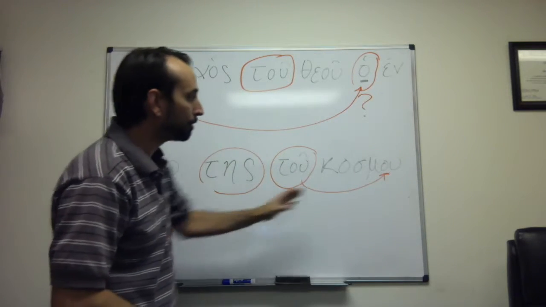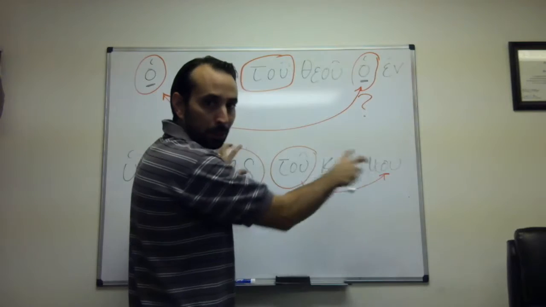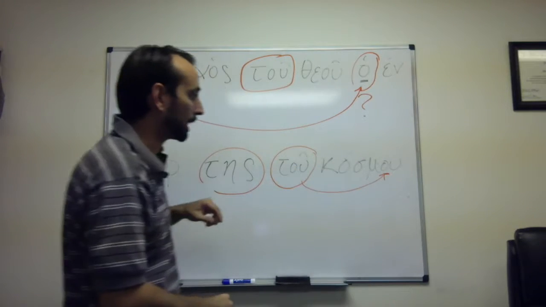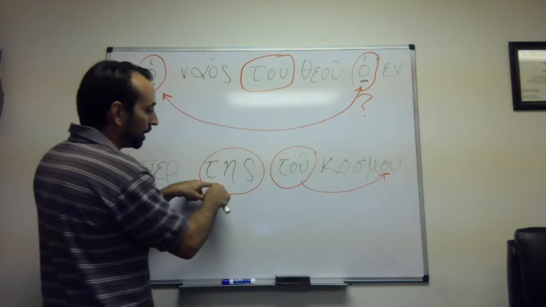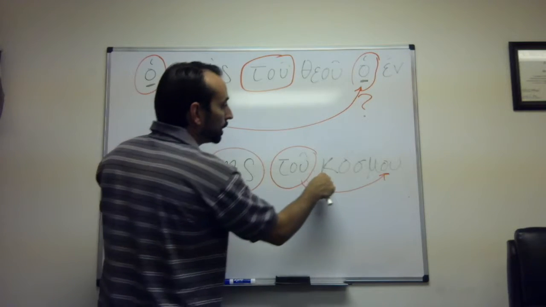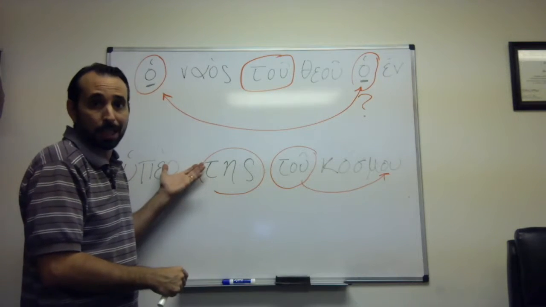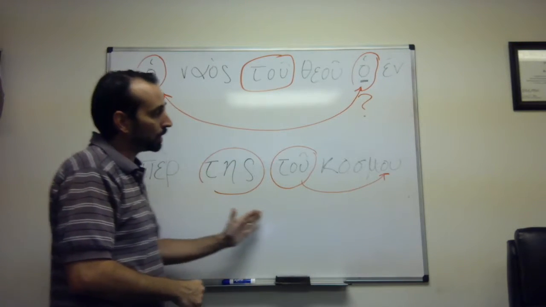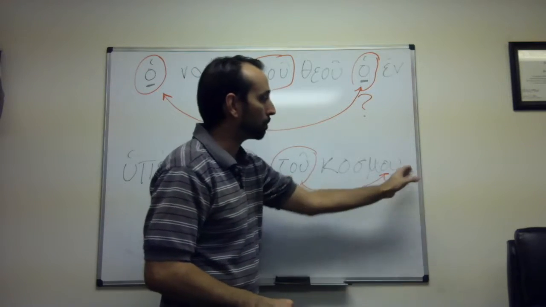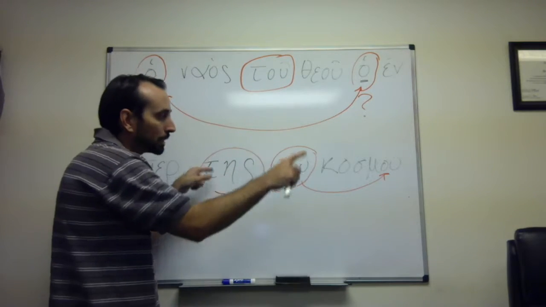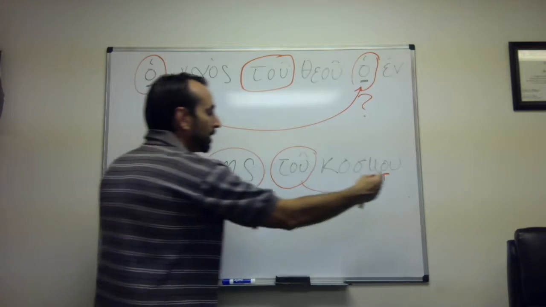Now, he doesn't have to create a sandwich separating the noun from the article like that. He could have put tes, zoes, tu, kosmu. He could have done that and communicated the same thing. The reason he separates the article from the noun and puts the noun at the end is because he wants to make sure you don't confuse these two go together.